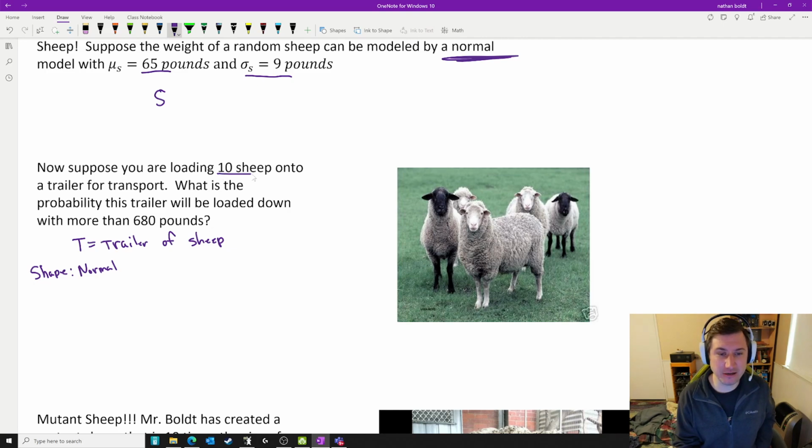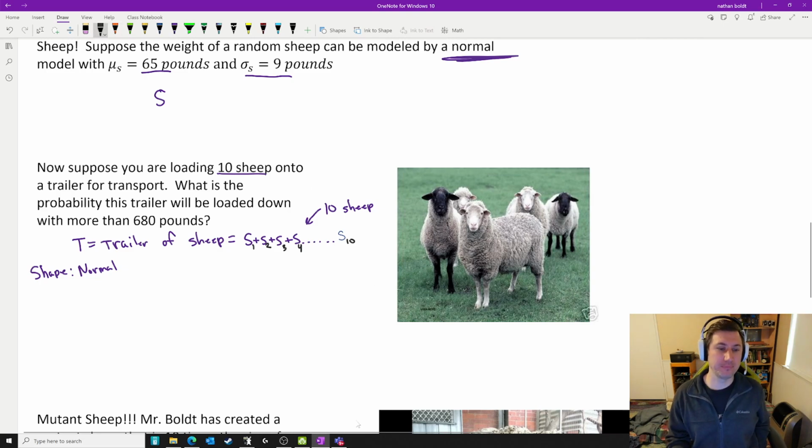Well, if we have 10 of these sheep, that's going to be s plus s plus s plus s plus s, etc. All right, t is equal to s plus s plus s plus s. All right, 10 of them, right? We're combining random variables. Now, unfortunately, that is not 10s. It has to be S, S, S, S, S. If you want to put a little 1, 2, 3, 4, all the way to S sub 10, that's 10 sheep.